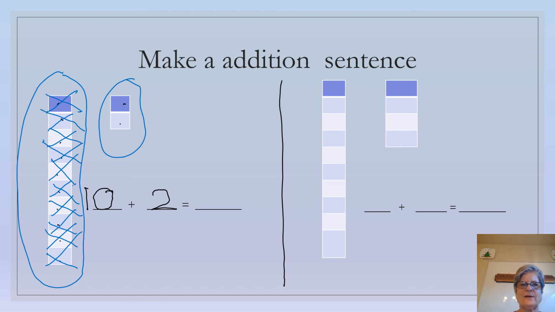Now, what comes after 10? We go 11 and 12. So 10 plus 2 equals 12. How do you write a 12? Guess what? I take the 1 from the 10, and I make a 1. And I take a 2 from there, and I write a 2, and that's the number 12. So 10 plus 2 is 12.